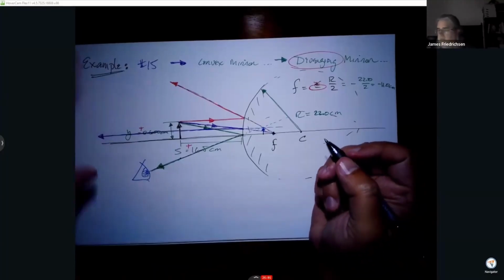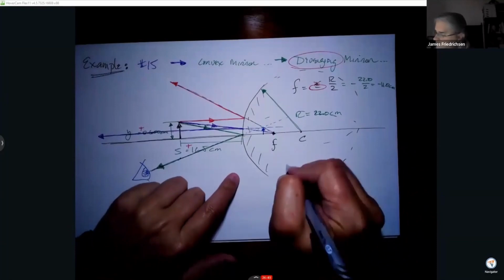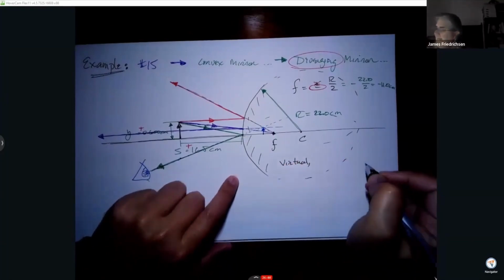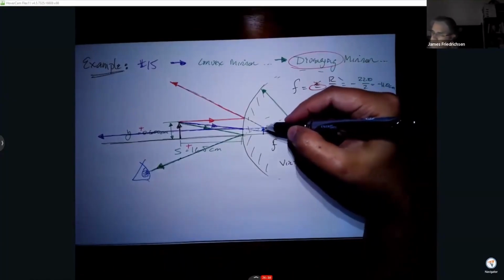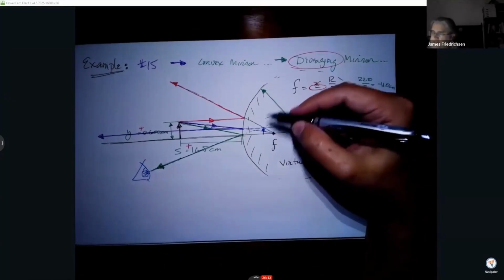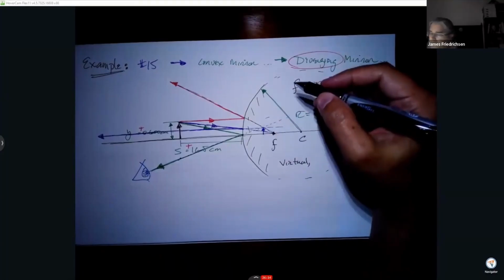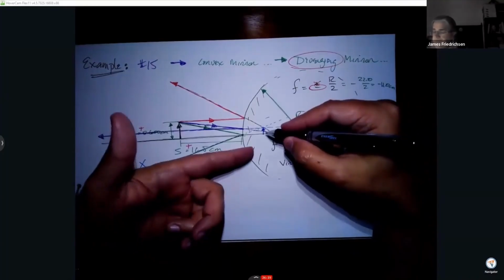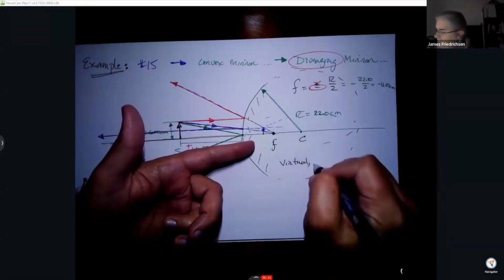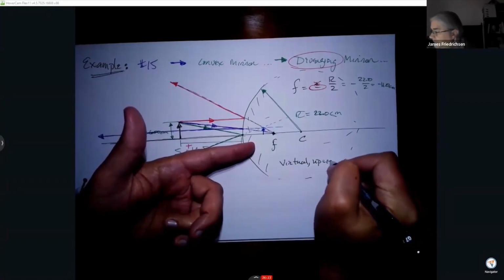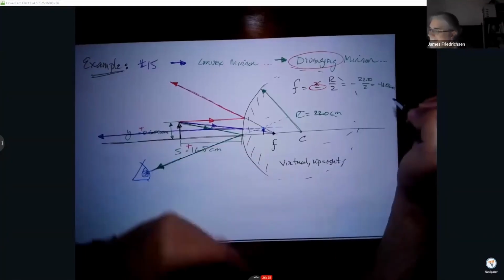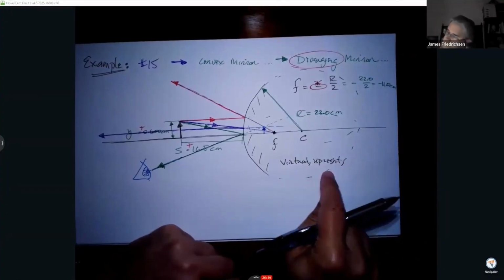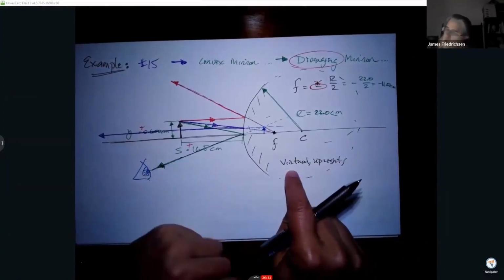It is virtual because we had to trace it back. Then this is the virtual. And then we can look at whether the image is upright or inverted. And since there's only one lens or mirror, all the virtual images will always be upright. And since this was a diverging mirror, which only produces upright virtual images, they're also always reduced.